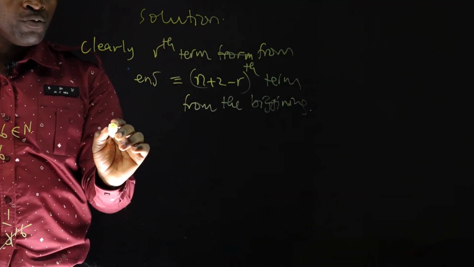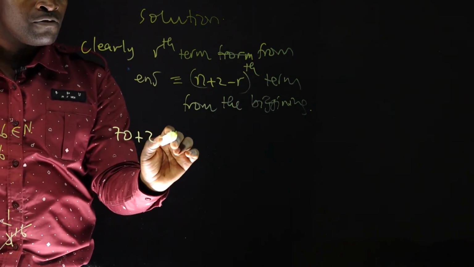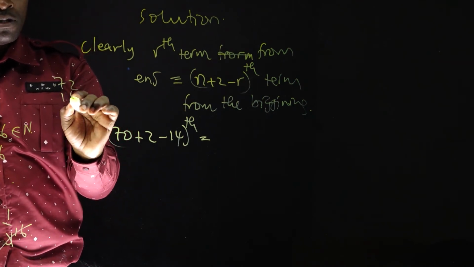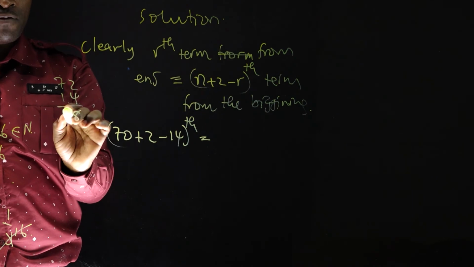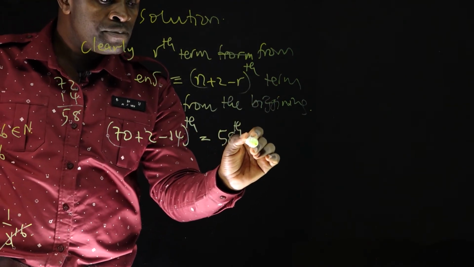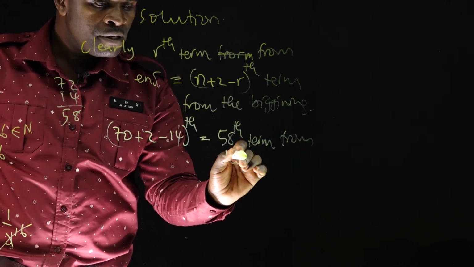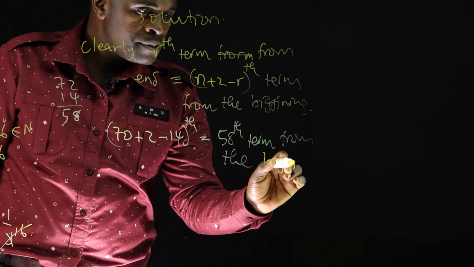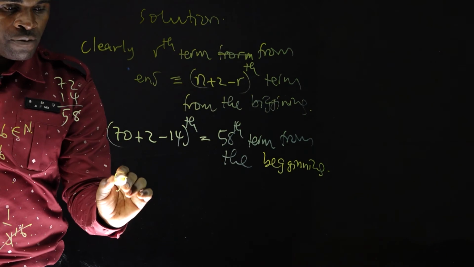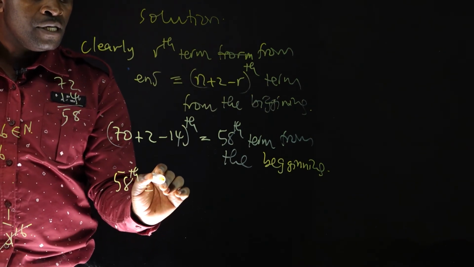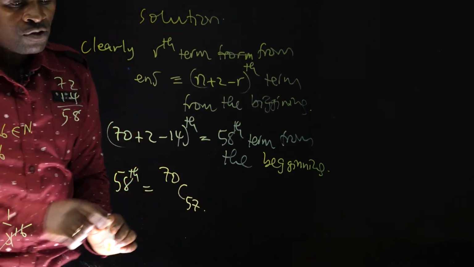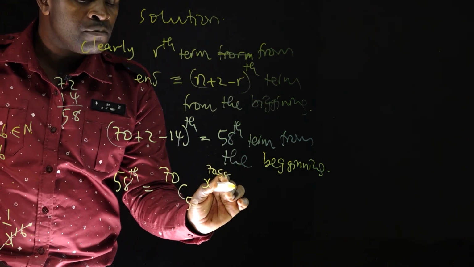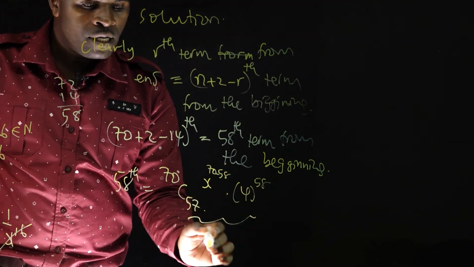So from the beginning it is going to be 70 plus 2 minus 14, which gives 72 minus 14, and I'm not teaching how to subtract here, giving 58. So it is the same as the 58th term from the beginning. Therefore, the 58th term from the beginning is the same as 70 combination 57, since it is always less than the term number by 1, times x to the power 70 minus 57 times 4 to the power 57, which is the result, and it is easy to know.